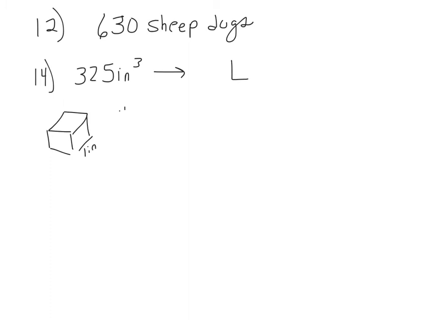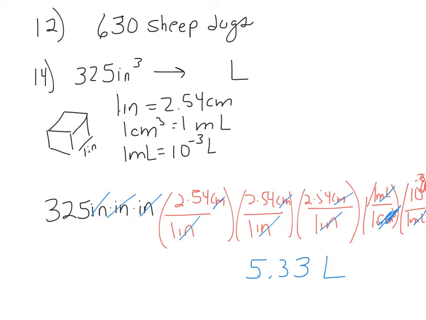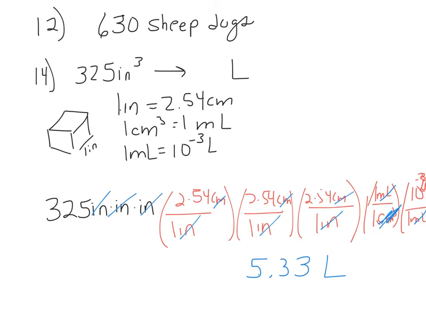So we know from some other problems that we've already done that 1 inch is equal to 2.54 centimeters. These are the conversions I would use. We know that 1 centimeter cubed is equal to 1 milliliter, and 1 milliliter is equal to 10 to the minus 3 liters. The equation starts off with what you know, 325 inch times inch times inch, because we had cubic inches. And we're going to convert the 3 inches with our 3 centimeter to inch conversions shown here.